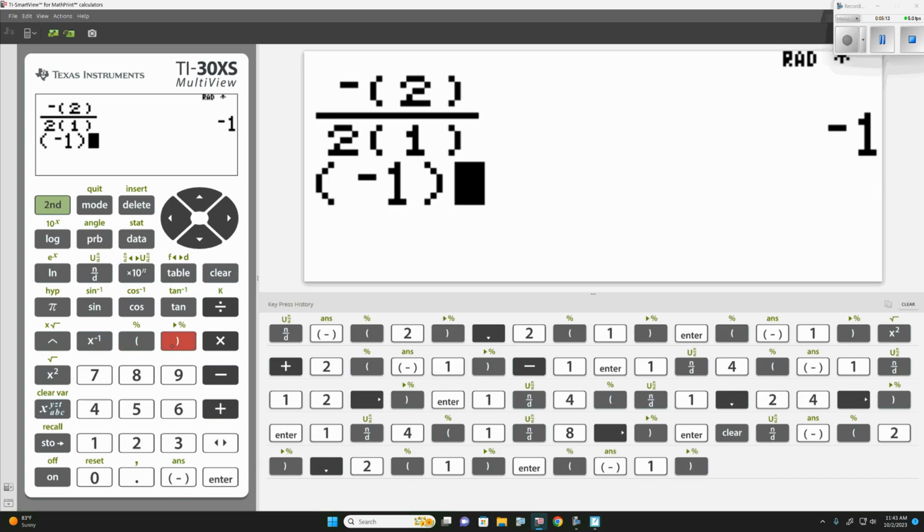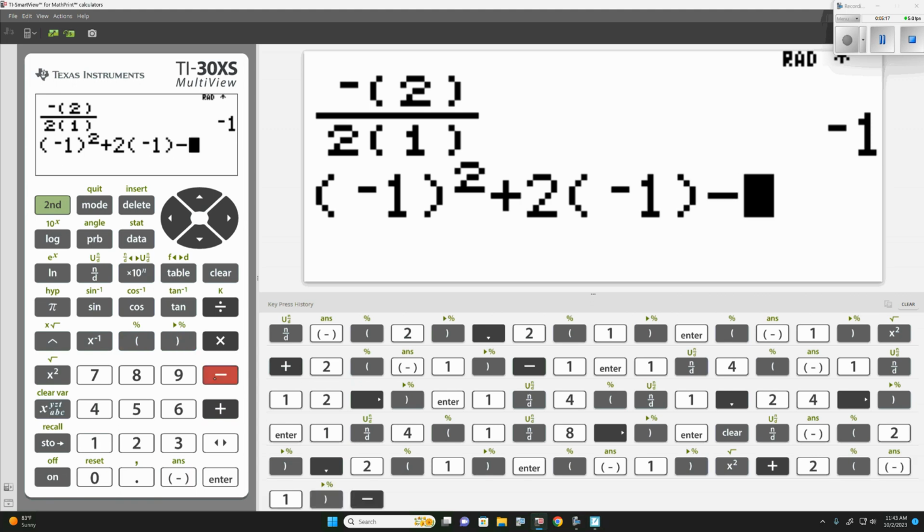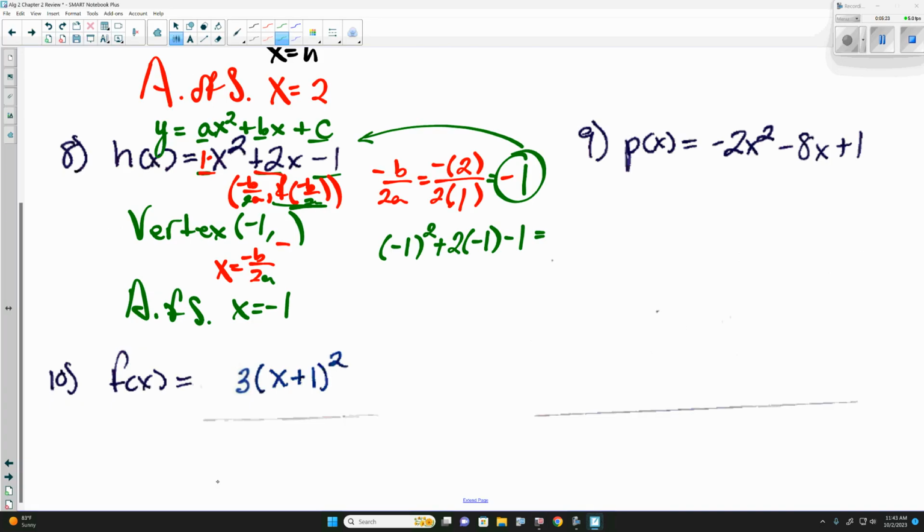Parentheses, negative 1 squared plus 2 times negative 1 minus 1 is negative 2, which tells us the y value of the vertex is negative 2. So the vertex for this here is negative 1 comma negative 2. And the axis of symmetry is the equation x equals negative 1.